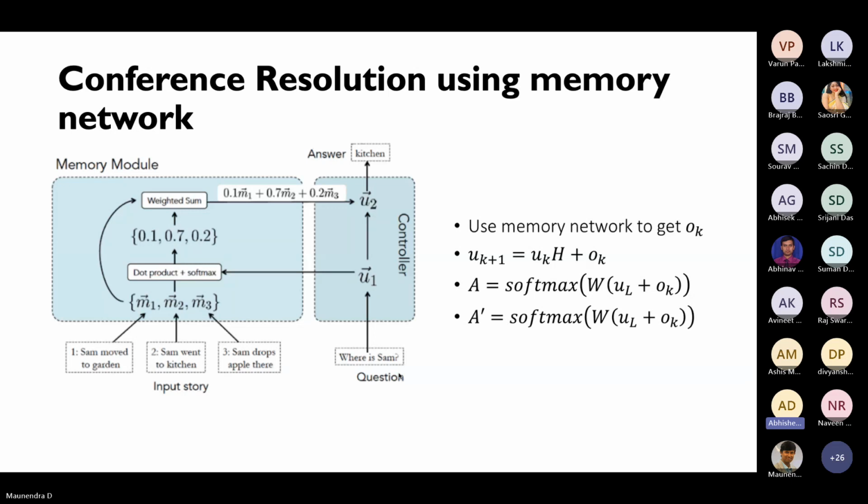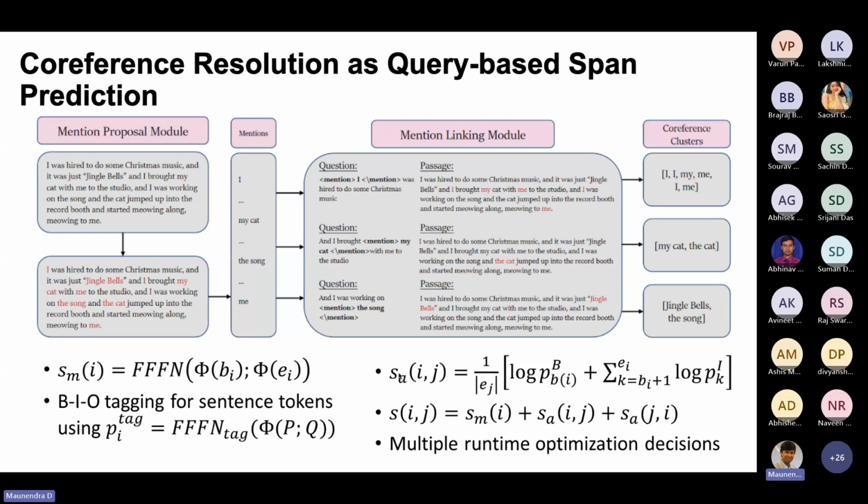Okay, but then it also has some linguistic overhead to create those things, right? Question and answer. Yeah, so this is one alternative way of looking at the problem. That was the excitement that this paper generated. Okay, got it. The next part, what it does is given an input, it has a mention proposal module.